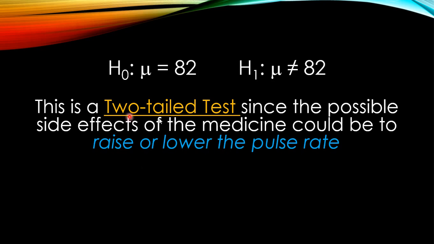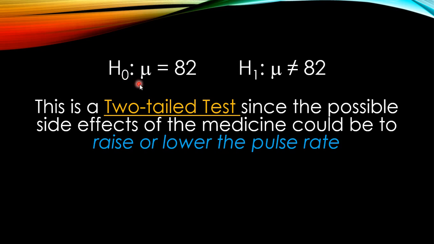Okay? So, this is a two-tailed test since the possible side effects of the medication could be to raise or to lower the pulse rate. Hindi alam ng researcher kung tataas ba o bababa yung pulse rate ng mga pasyente kung magta-take sila ng gamot. Kaya, dahil hindi siya sure, ang kanyang alternative hypothesis ay magiging two-tailed or non-directional. So, ano magiging statement natin ng null at saka alternative hypothesis dito?